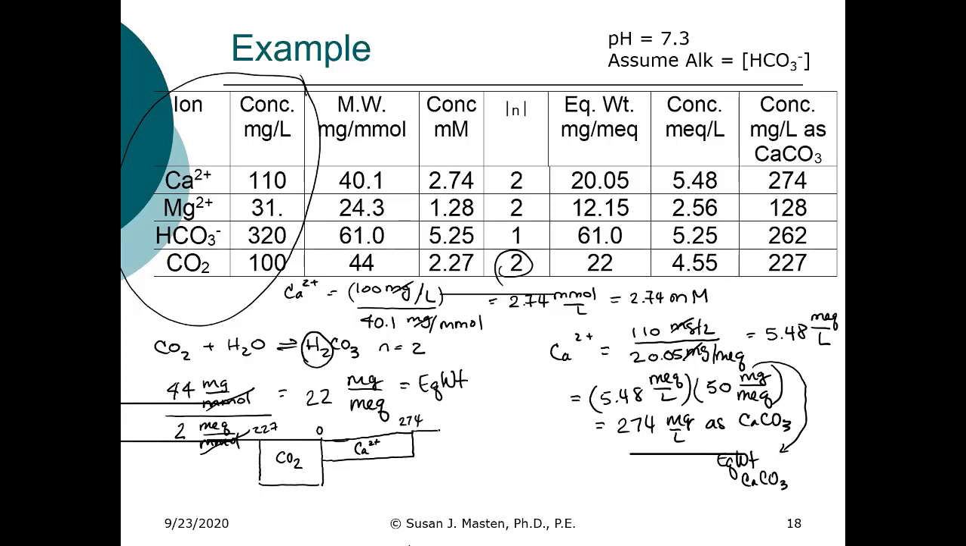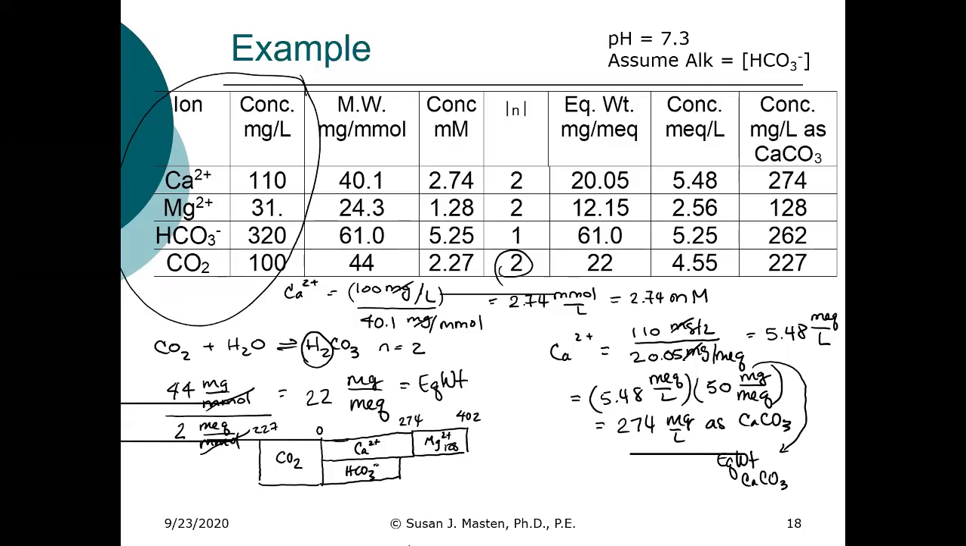And then magnesium is here. And if we add the 128 plus the 274, this is 402. Okay? So all I've done is I've added, represents the 128. Now I can do the same for alkalinity. So my alkalinity is 262. So this is my bicarbonate.